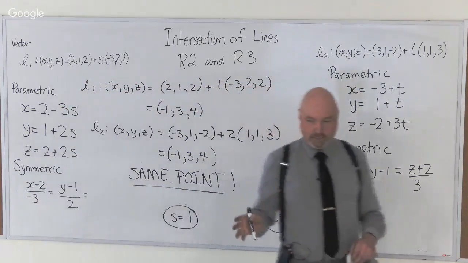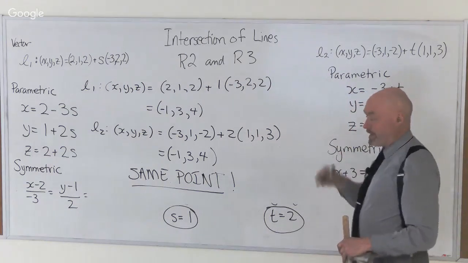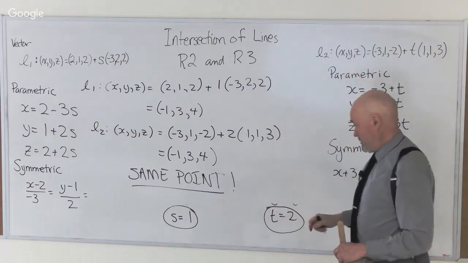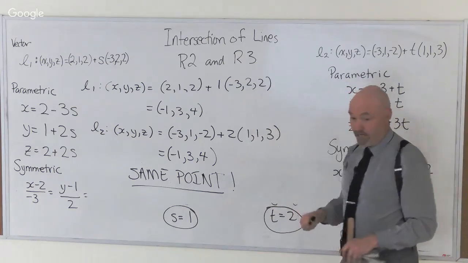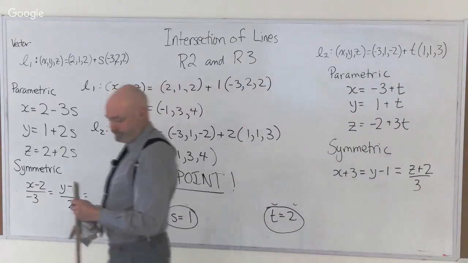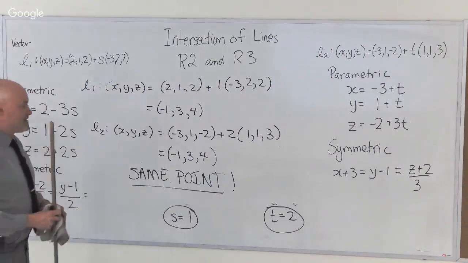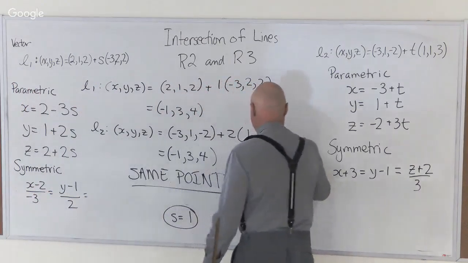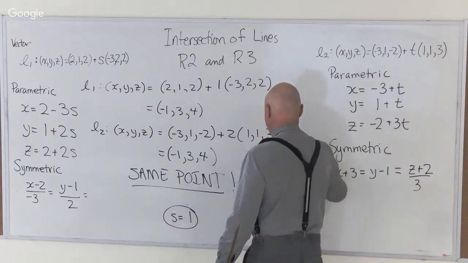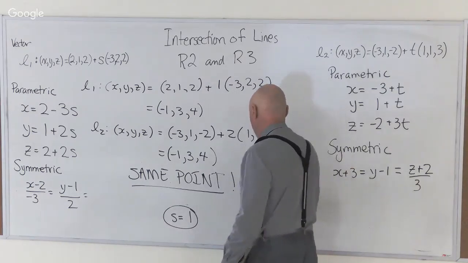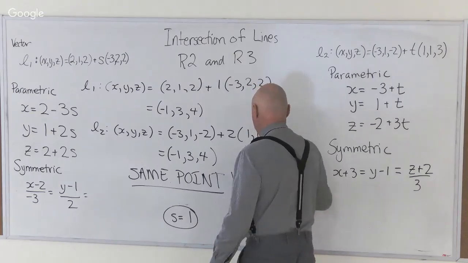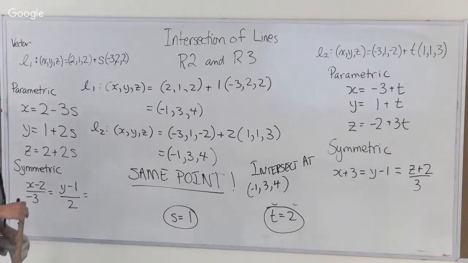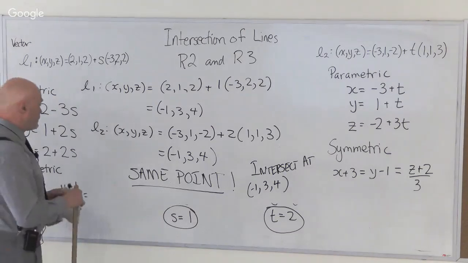So we derived our s and t values by comparing x and y coordinates only. We had to verify that it's the same z coordinate by testing our s and t values in both lines, and we get the same point. Okay? Definitely intersect, and they intersect at -1, 3, and 4. Okay. Good so far? Yep. This is method 1.